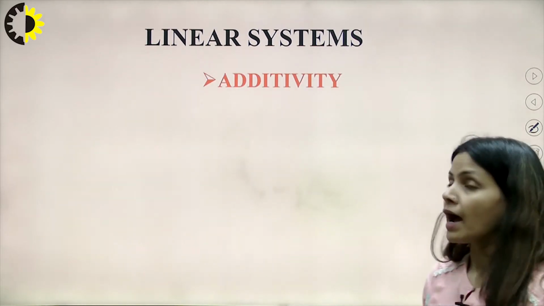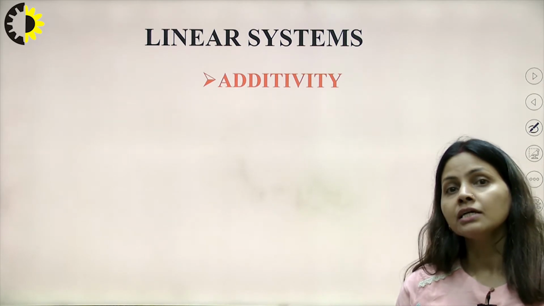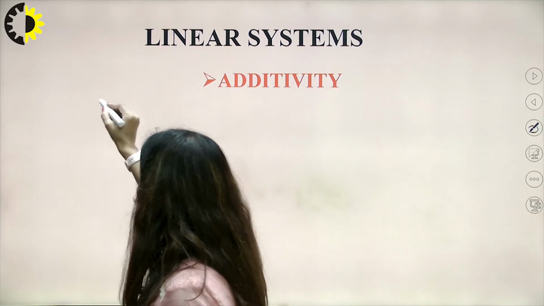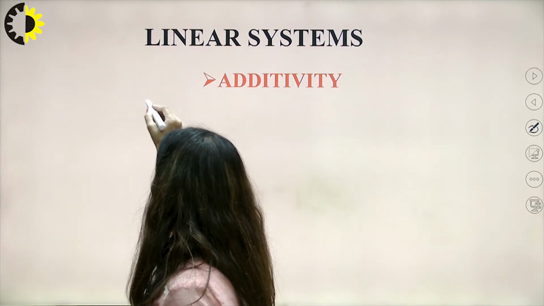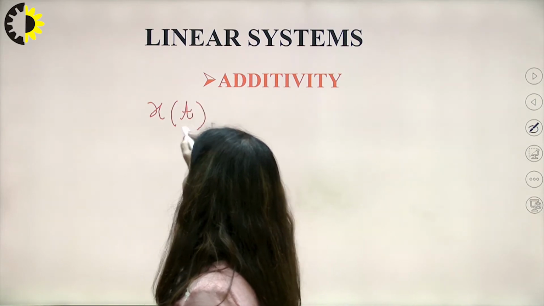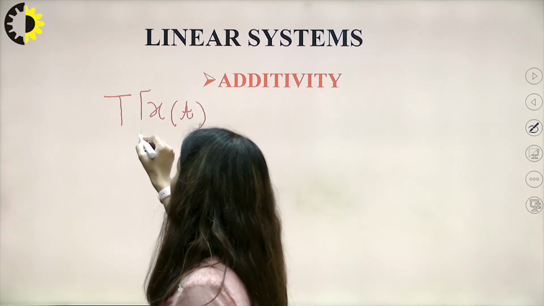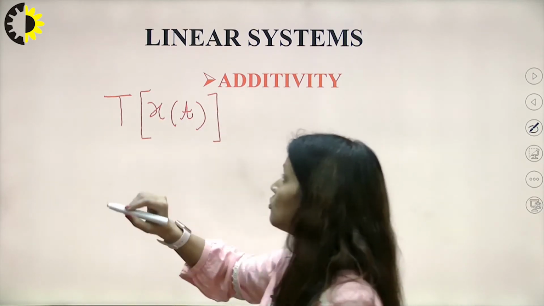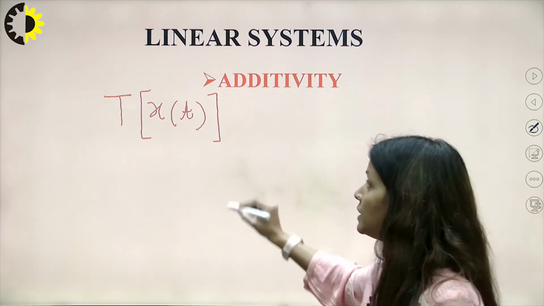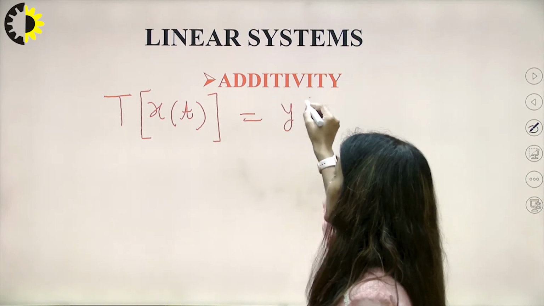Coming to the additivity property. What is the additivity property for any linear system? Let us say I have one input, x(t), and the input has been passed through a system whose transfer function is given as T, and T of x(t) is equal to y(t).